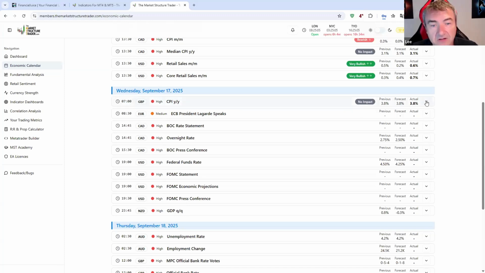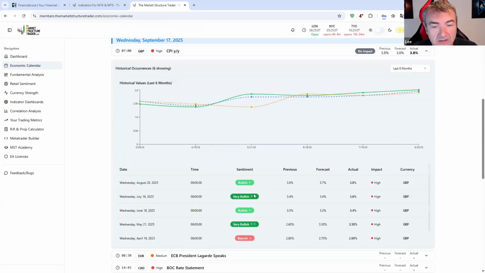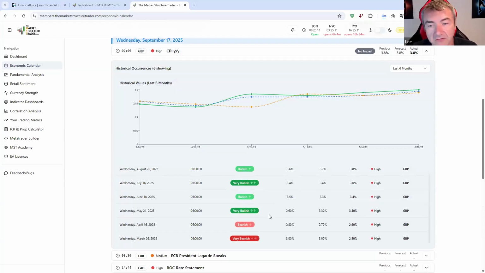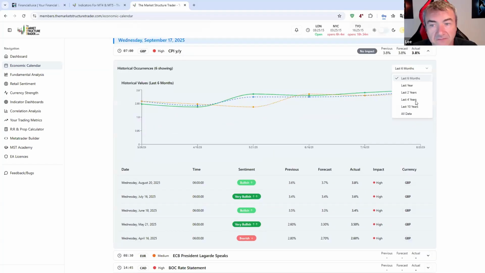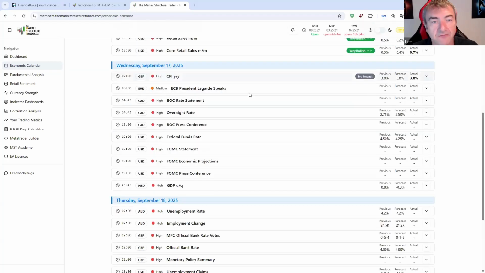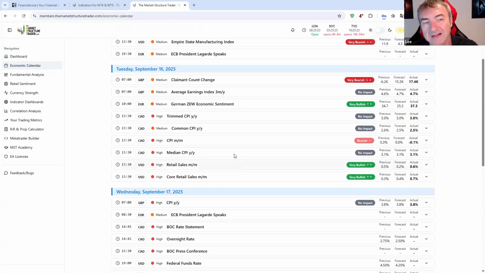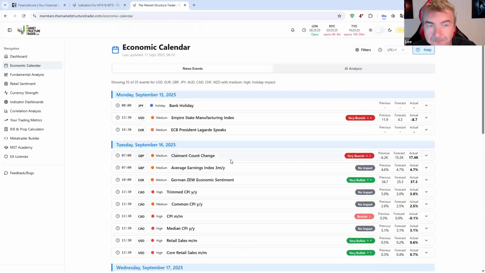You can also expand every event out and it will give you historical data showing you how bullish or bearish the last few releases have been. Depending on your membership level, you will then be able to select different time periods so you can see more data, and it charts it for you. So there's an in-depth look into every single news event available directly from the economic calendar.